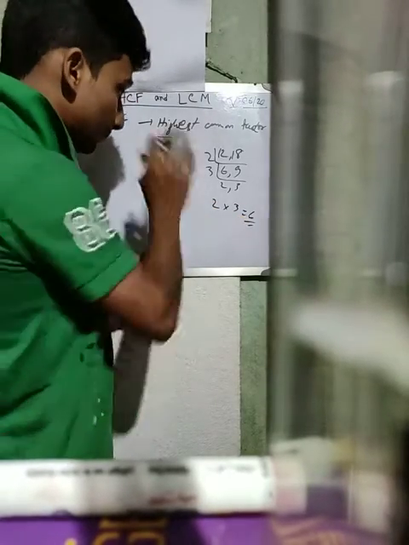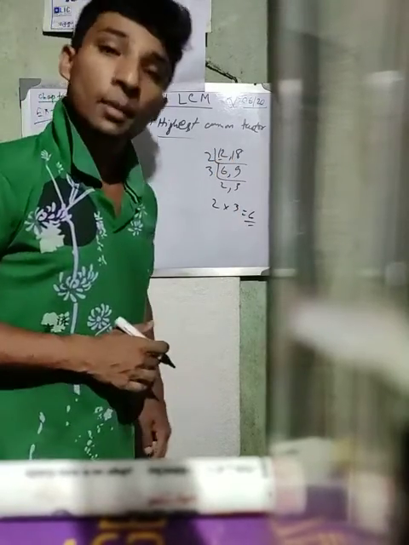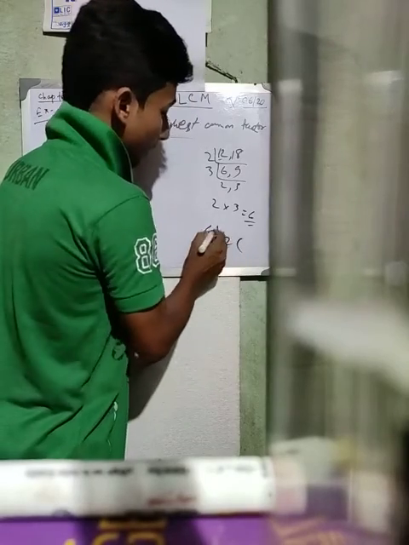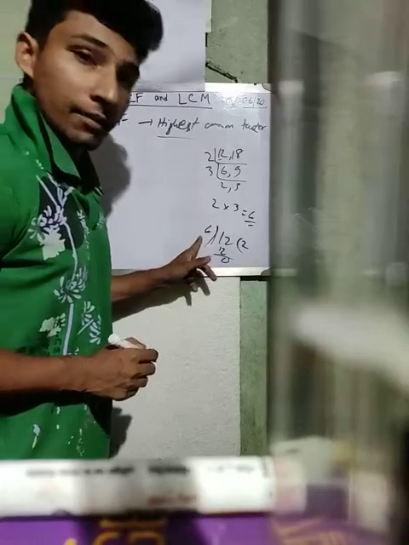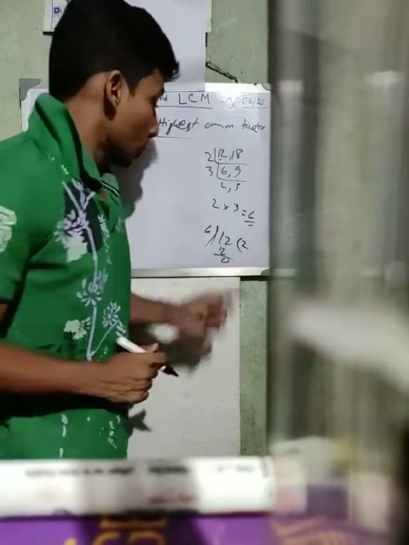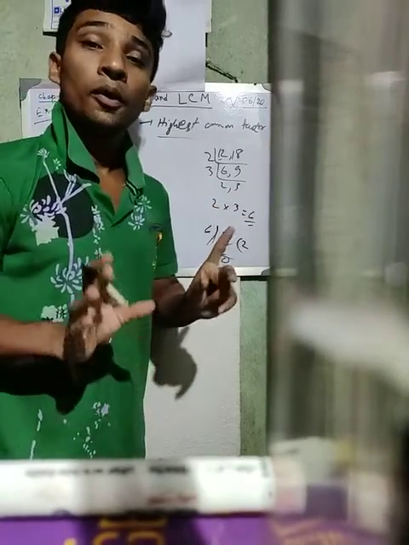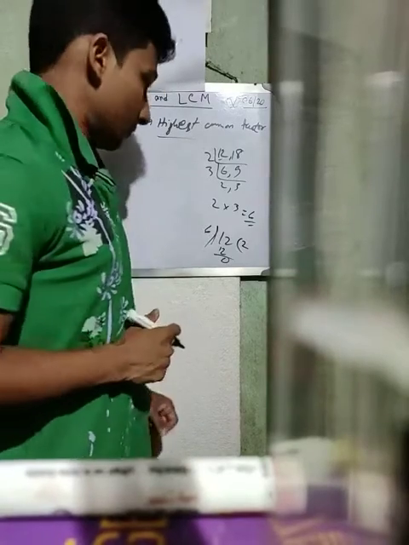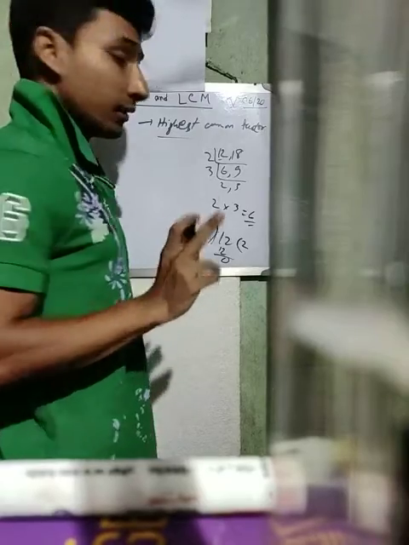One thing: when we divide 12 with the help of 6, then 6 is called the divisor, 12 is called the dividend, this is called the quotient, and this is called the remainder. So factor is one kind of divisor. Factor is also a divisor. Clear?